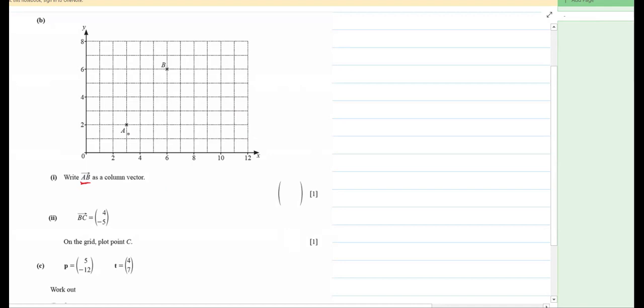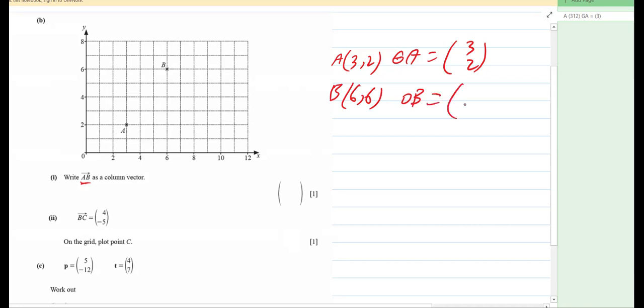For writing the vector AB, there are ways I can use, like making the triangle here. But instead of that, is it not better if I write the coordinates of the point A? A has the coordinates (3, 2). So make its position vector. OA will be (3, 2). I mean, with respect to the origin, write the position of this one. Then the coordinates of B are (6, 6). So what will be OB? OB will be (6, 6).